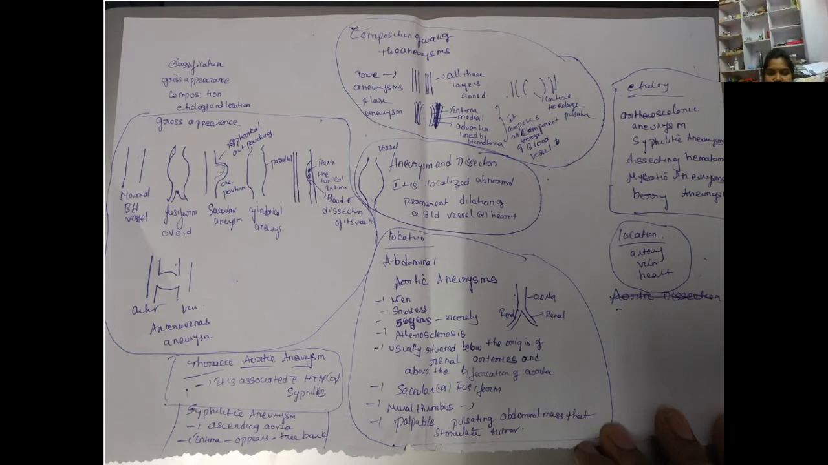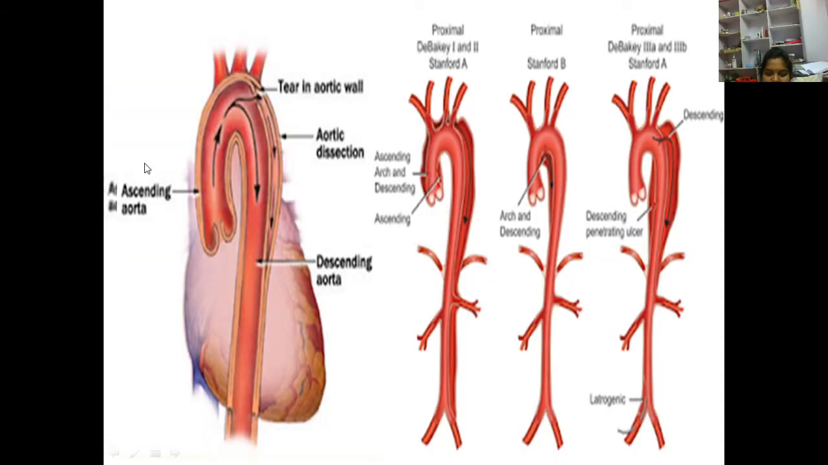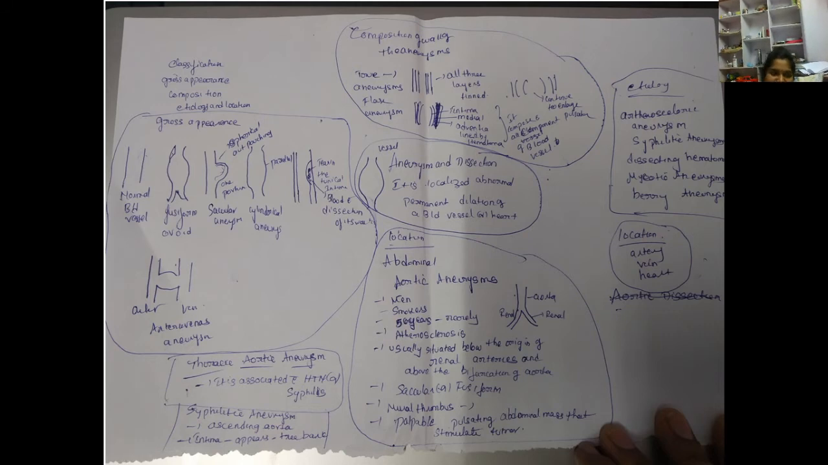Aneurysm means an aneurysm and dissection. An aneurysm is a localized, abnormal, permanent dilatation of the blood vessels. It is classified according to gross appearance, composition, etiology and location. This is a normal vessel, composed of intima, media and adventitia.